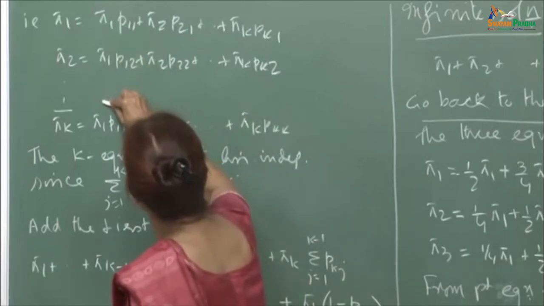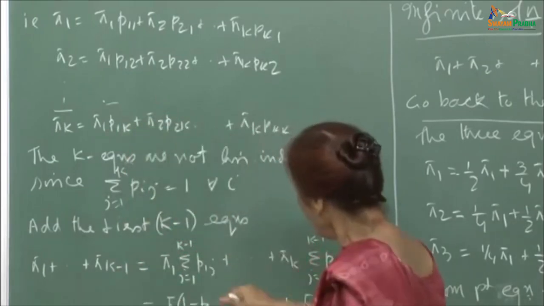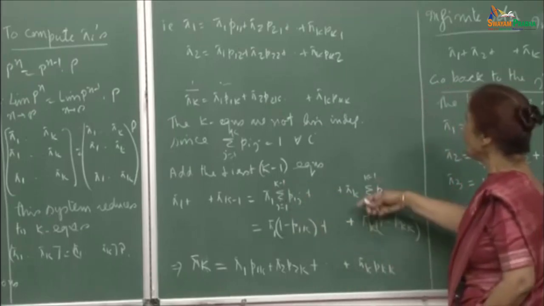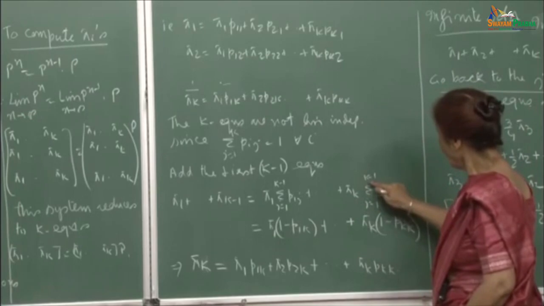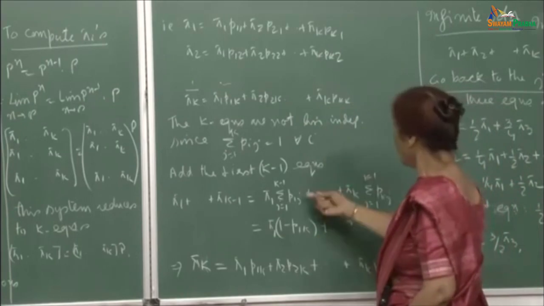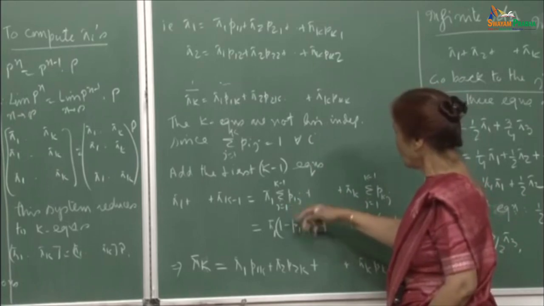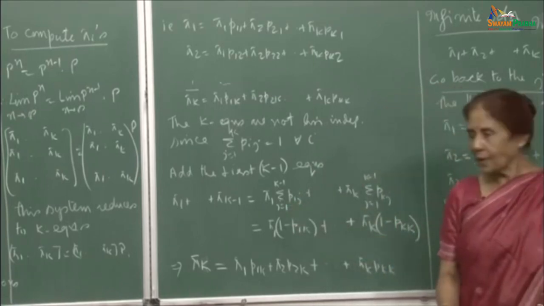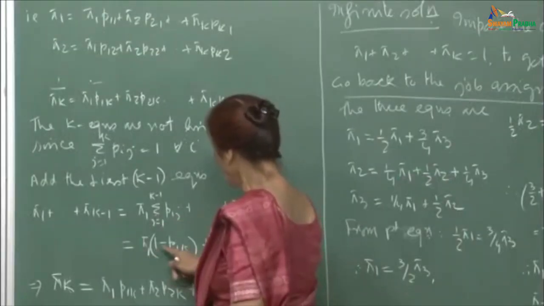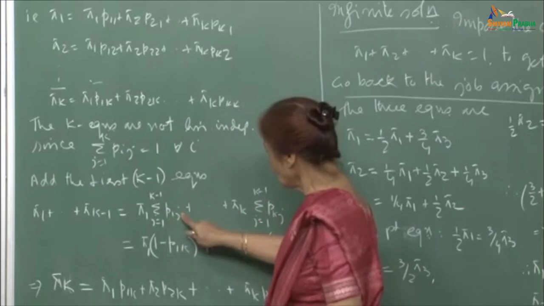when you are adding the first k minus 1 equations, you will be adding p 1 1 plus p 1 2 up to p 1 k minus 1. So, it will be pi 1 into summation p 1 j, j varying from 1 to k minus 1, and similarly pi k into summation j varying from 1 to k minus 1 p k j. Now, we know that the rows of the transition matrix will always add up to 1. Therefore, sigma j varying from 1 to k minus 1 p 1 j is actually 1 minus p 1 k, because this plus p 1 k is 1.